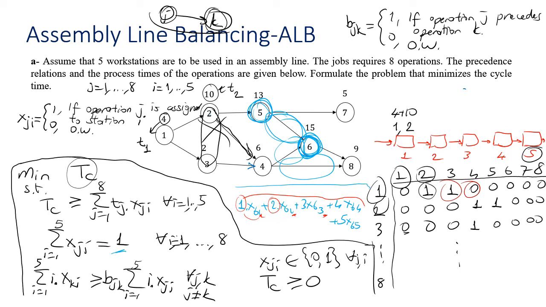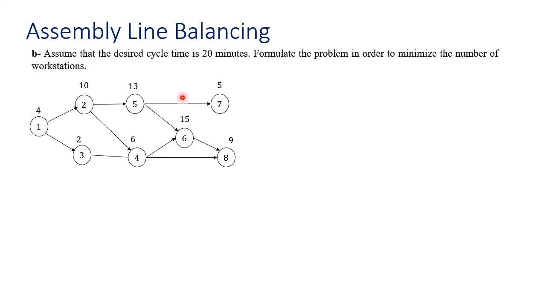Now let's formulate a different version of this problem, and basically it will be very similar to this one, but still there would be some differences. Let's first see that different version of the problem, and then let's formulate that one. Okay, in the second version of the problem, the definition is a little bit different. It says that now the desired cycle time for this line is 20 minutes. Okay, but we don't know the number of workstations to be used.